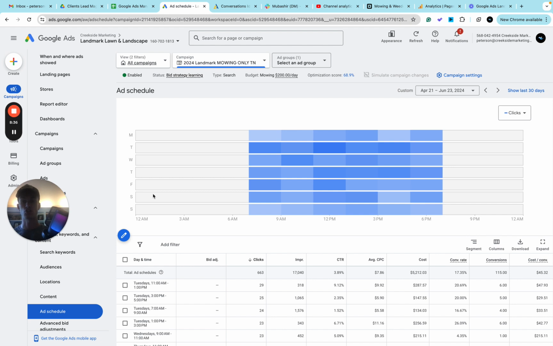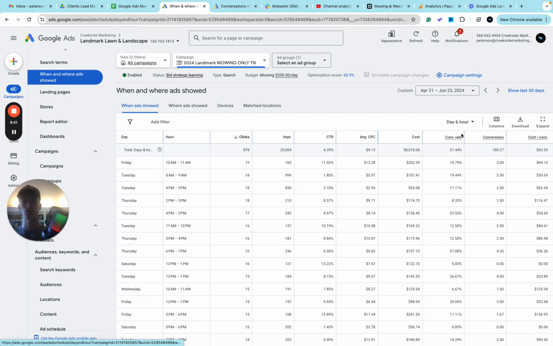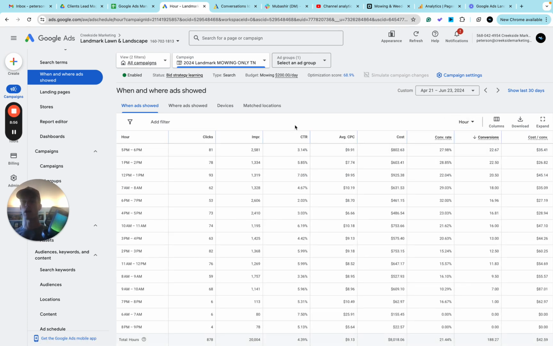Typically, we like to start with excluding 11 p.m. to 4 a.m. for most of the companies that we work with. And then after we've excluded those times, then we go and we look at the when and where ads showed section to see if we can find any other hours of the day that are not performing very well.